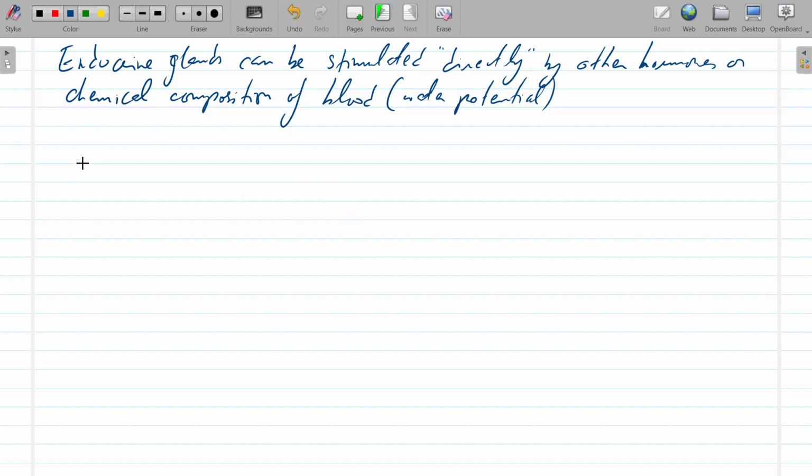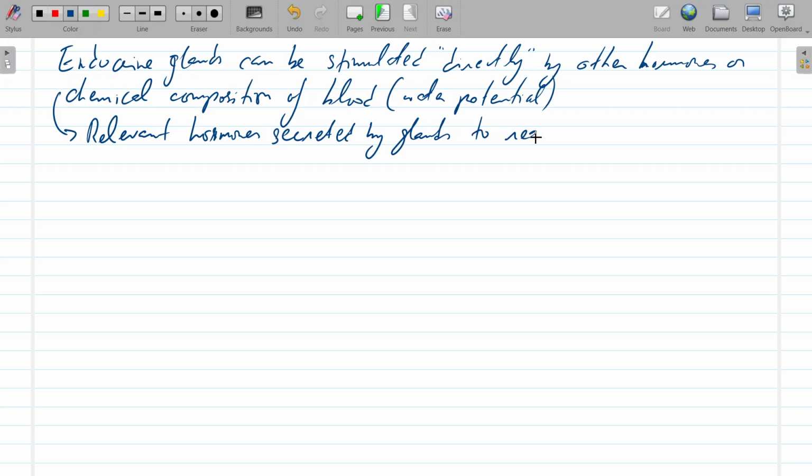And so the relevant gland that detects that chemical secretes hormones to regulate the levels of that chemical. So, relevant hormones secreted by glands, or I should say hormones secreted by relevant glands to regulate the factor.